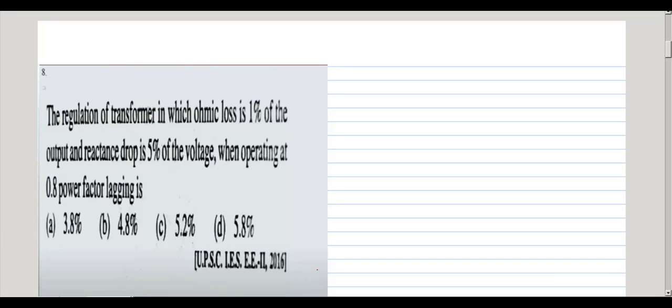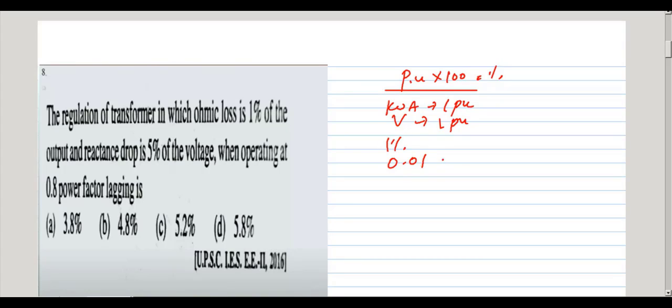Next question. The regulation of the transformer in which ohmic loss is 1% of the output and reactance drop is 5%. So in percent means per unit into 100 only. So it is given indirectly in percentage value. If I take kVA as 1 per unit and voltage also 1 per unit, then ohmic loss is 1% of output, that equals 0.01 per unit, into power factor 0.8, plus reactance drop 5% means 0.05 into 0.6.